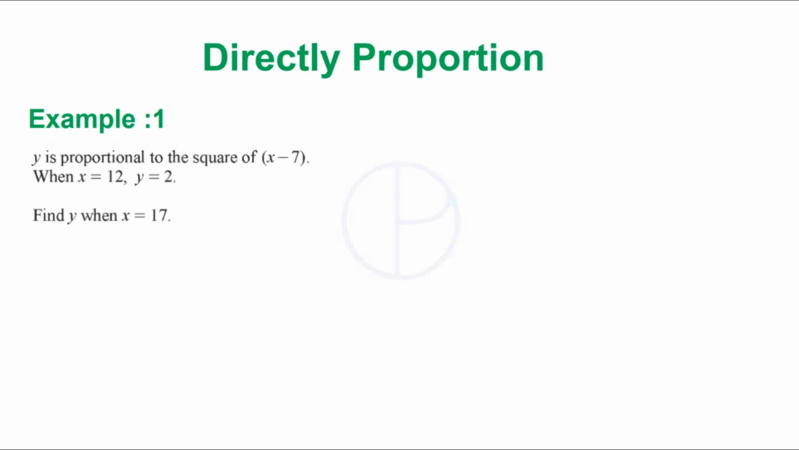Let's look into this first question. This is an example for directly proportional type of questions. y is proportional to the square of x minus 7. When x equal to 12, y is equal to 2. Find y when x equal to 17. What is your first step? You first write the formula. First set up the formula.